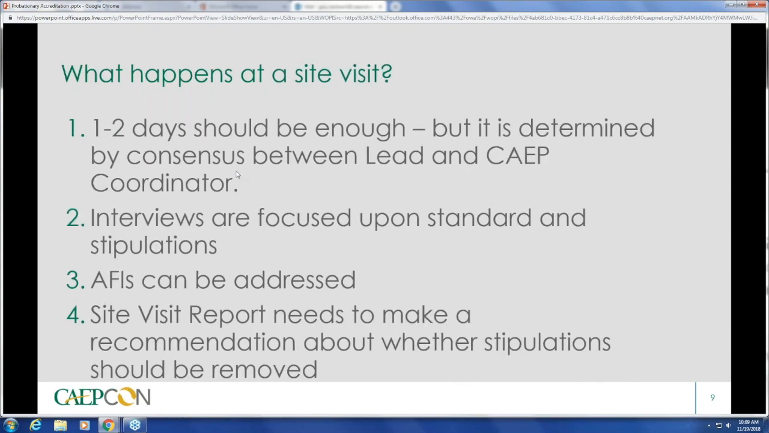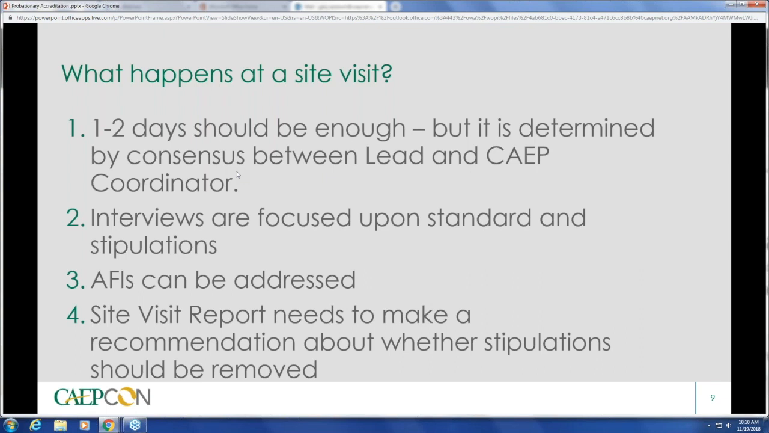What happens at the site visit is very similar to a regular site visit, only it doesn't need to be as long. I put here 1 to 2 days. We normally start on Sunday and then have interviews all day Monday. That could be shortened, but it needs to be consensus between the lead and the CAEP coordinator. We don't want the CAEP coordinator or the EPP coming back later and saying they didn't have enough time to provide evidence. And so that can be negotiated.